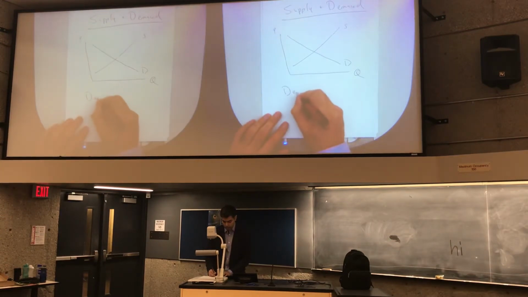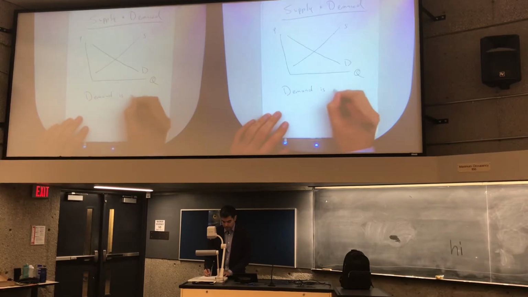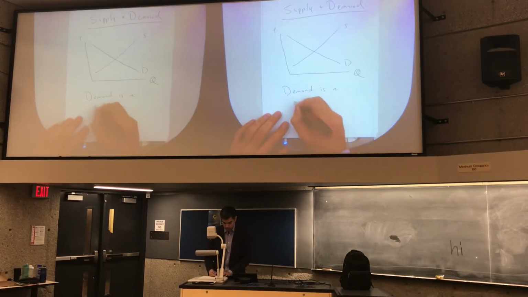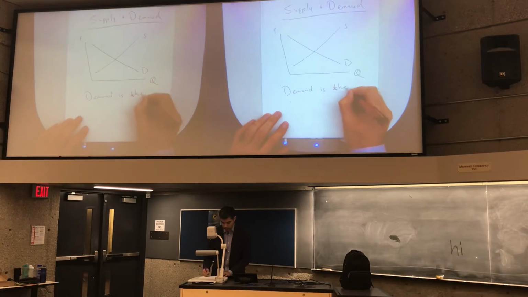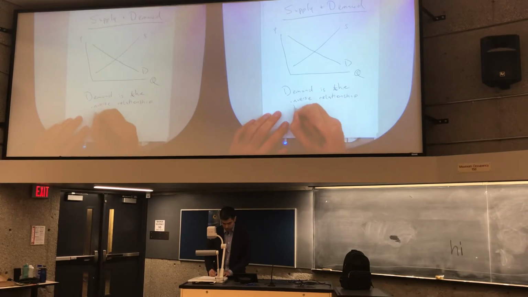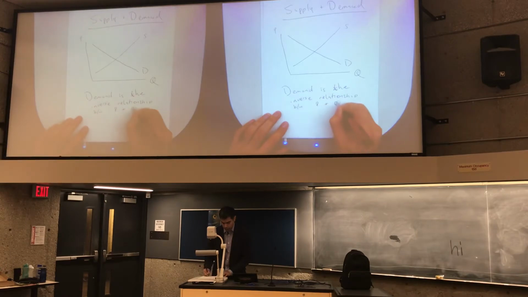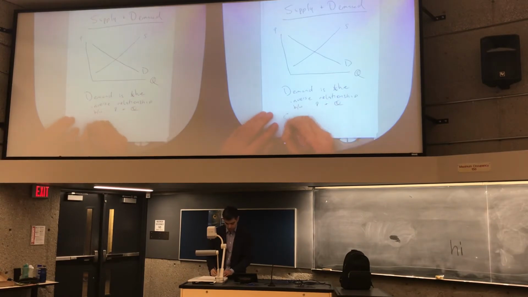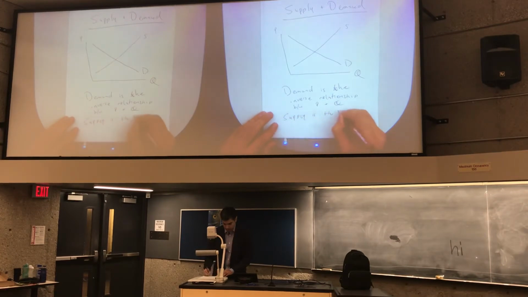Demand is the inverse relationship between price and quantity. Supply is the positive relationship between price and quantity.